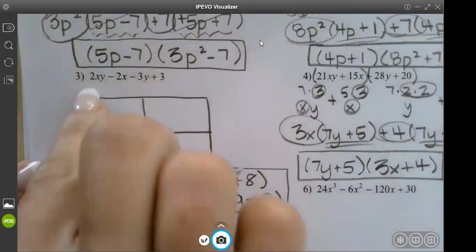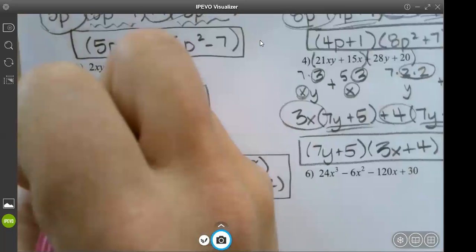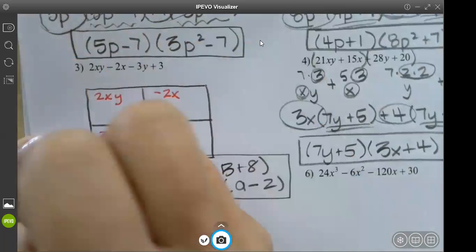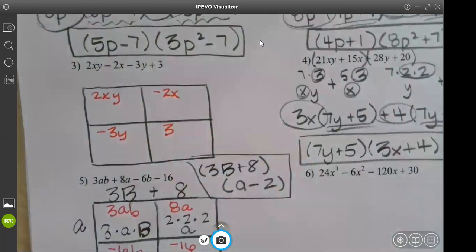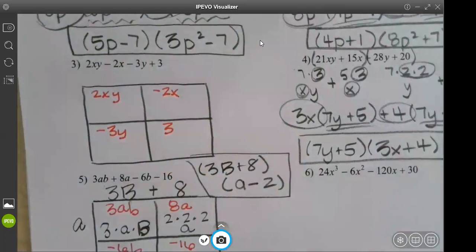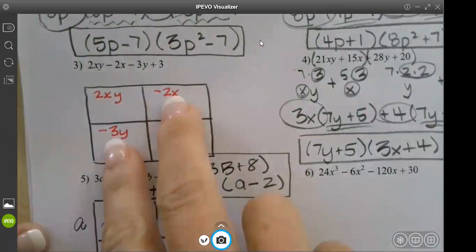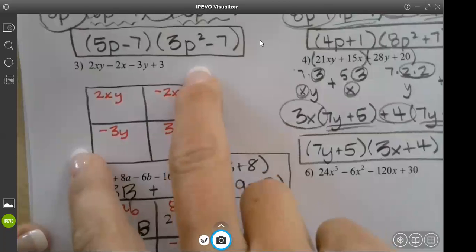Just go through your list. It doesn't matter if you go top to bottom or left to right. I always go across the top and across the bottom. It does not matter what order you put them in, okay? So 2xy is going to go here, a negative 2x, a negative 3y, and a positive 3. You guys see how both of these are negative? Your factors up here should be negative. So your boxes tell you what signs you should use, okay?